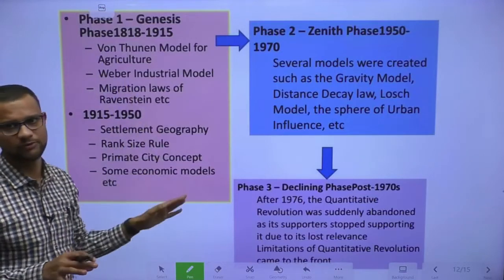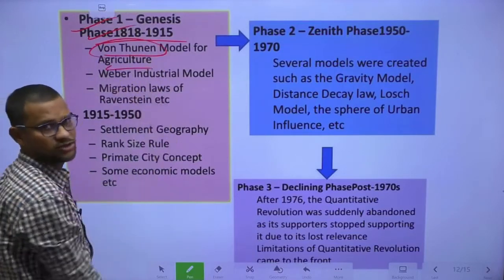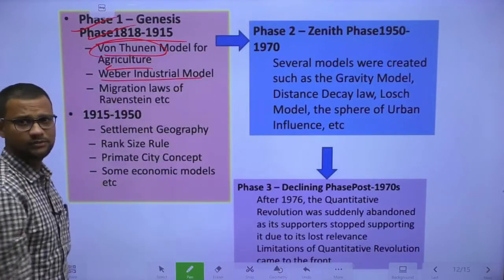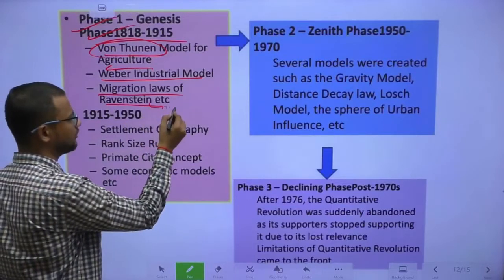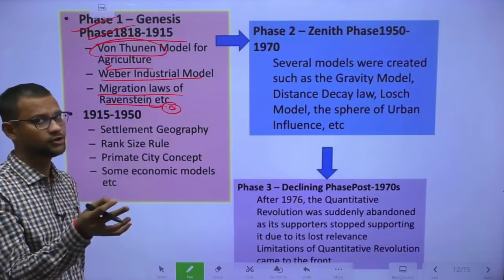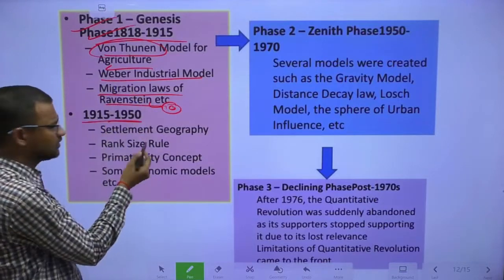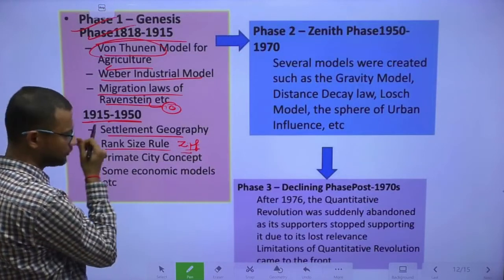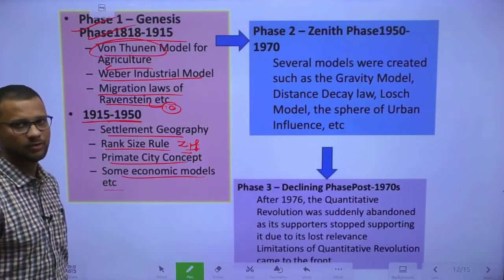So in phase 1, you will find the same Von Thunen model of agriculture. We will be discussing these under the head of models and theories. Then Weber's industrial model, an economic model. Then the migration laws of Ravenstein. Ten laws were proposed by Ravenstein, and they all fall under the category of quantitative revolution, though he was not aware exactly of the quantitative revolution, but yes, it was under the same. Then 1950s, settlement geography, the rank size rule of Zipf, then the primate city concept, then some economic models, etc. Those were proposed during the same time.